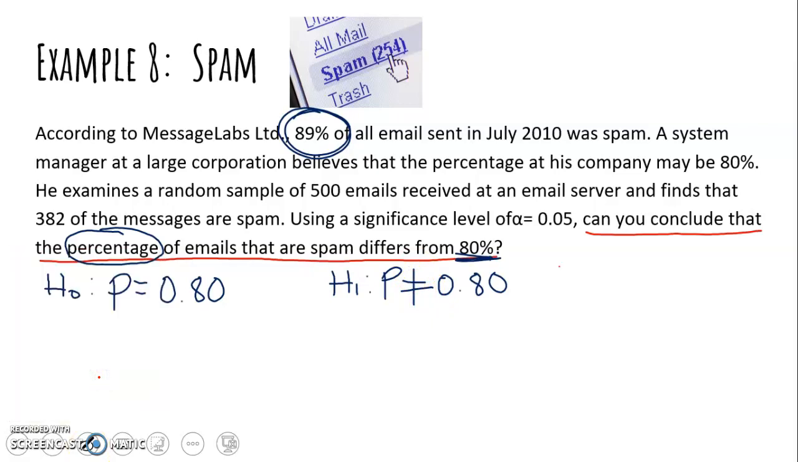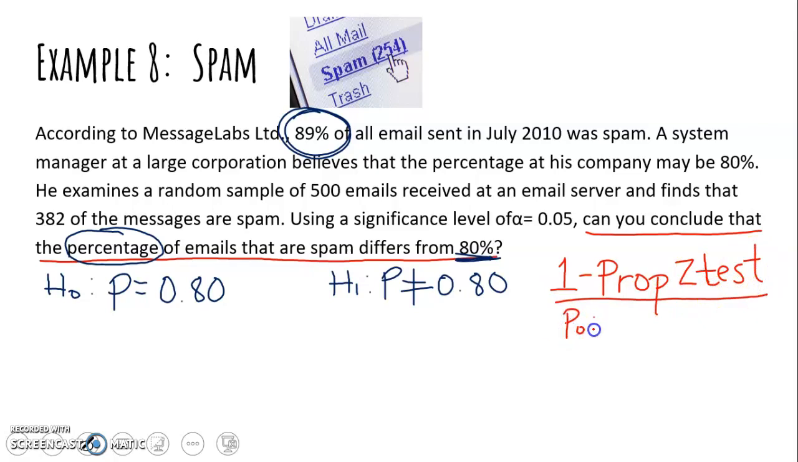We are testing a percentage, which is a proportion, so that's 1 prop z test. And we have to put in P0, which we already said was 0.80. We have to put in X. We have to put in N. X is the number of emails that were spam, which was 382, and 500 was the total number of emails. Okay, and then you want to make sure that we choose not equal to.